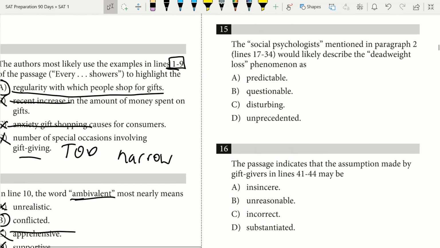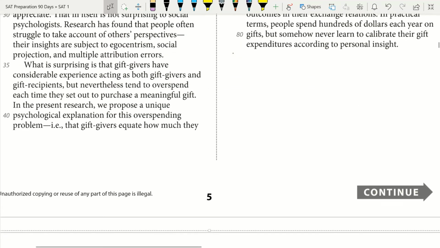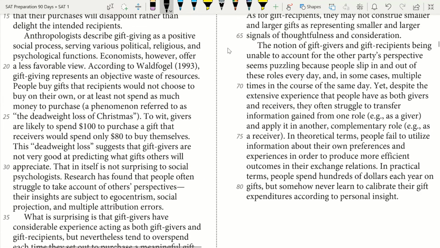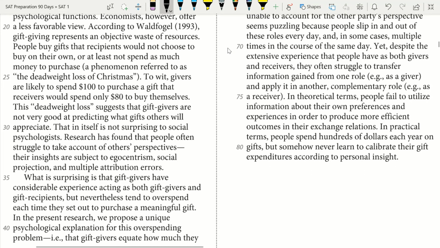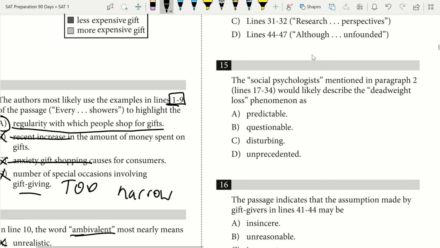And then 15, the social psychologist mentioned in paragraph 2 would likely describe the deadweight loss phenomenon as what? Well, let's go back and take a look at it a little bit. We've got social psychologists in paragraph 2. We talk about it being a positive social process. We have economists that talk about there being deadweight loss, suggesting that gift givers are not very good at predicting what gifts the others will appreciate, which is not surprising to social psychologists, right? So that deadweight loss is not surprising, which means it's predictable, right? It's predictable, it's not surprising.